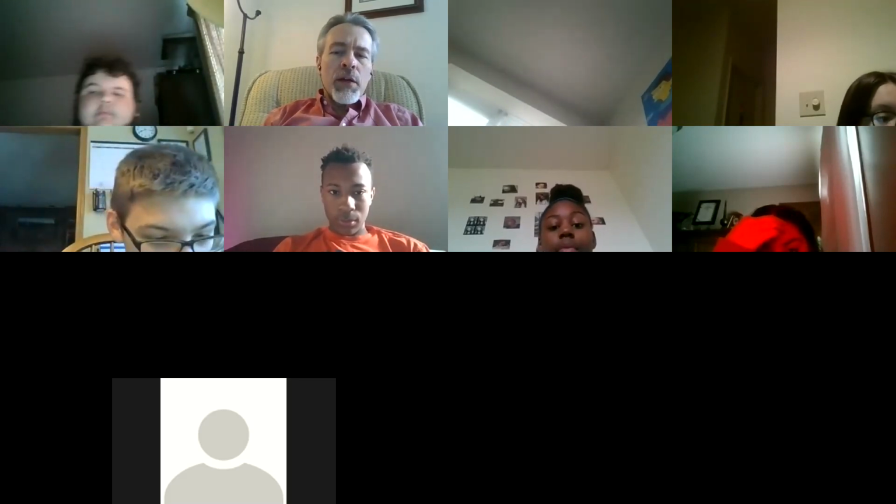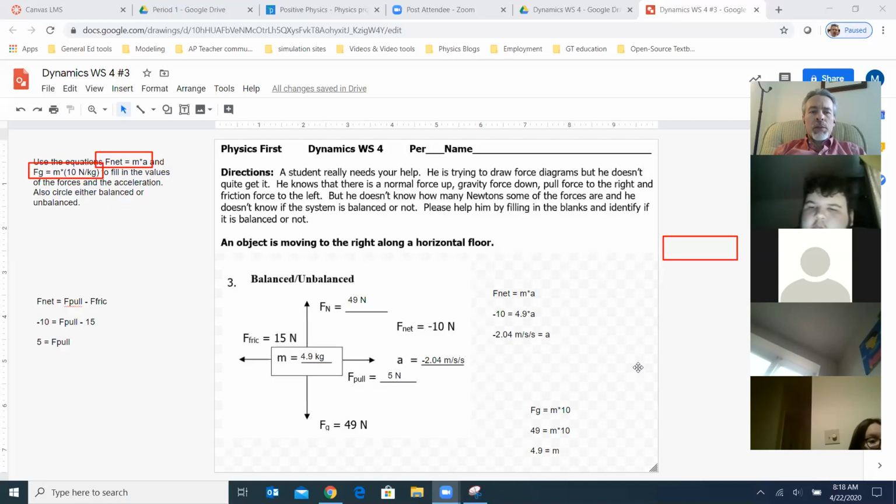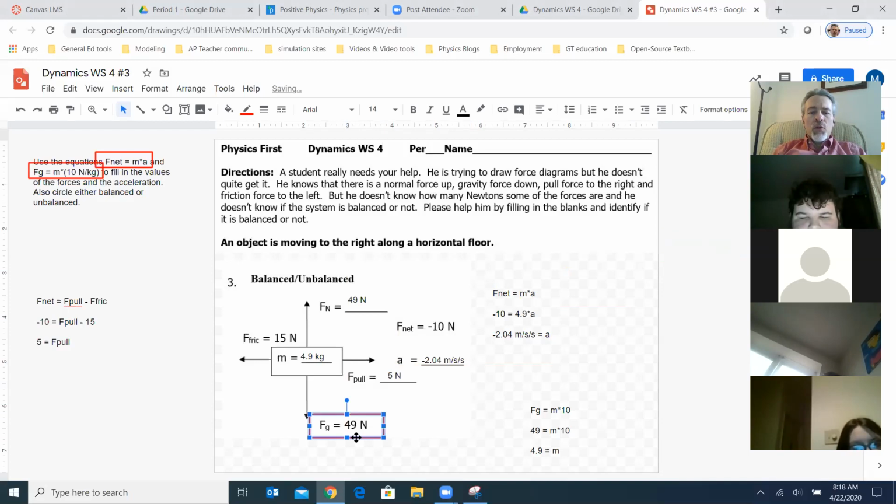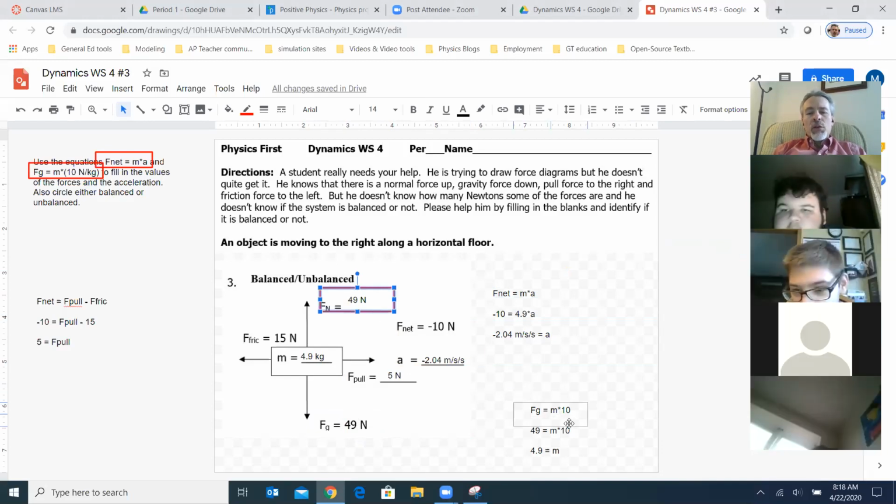Does anybody want to present their whiteboard for this? No? Okay, I'll share mine then. So you check your answers, see if you get the same. If you didn't, please say something, okay? For this one, I started with the fact that the force of gravity is 49. That means the normal force has got to be 49 too. Didn't have to do any math for that. Then I used the equation Fg equals mg. I plugged in 49 for the Fg, solved for m, and got 4.9.